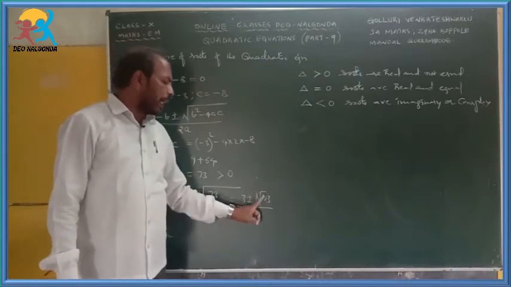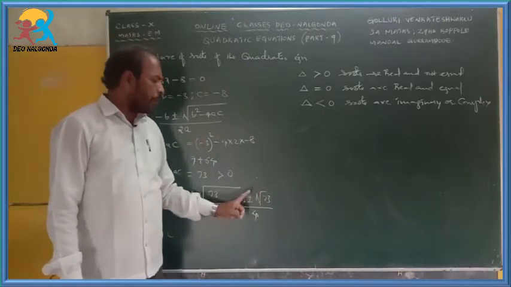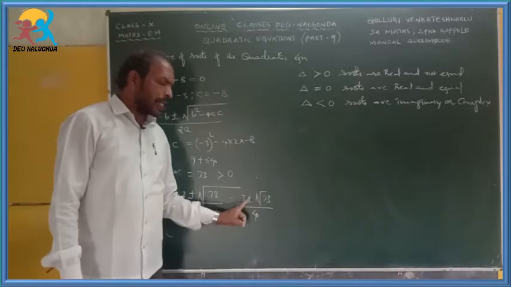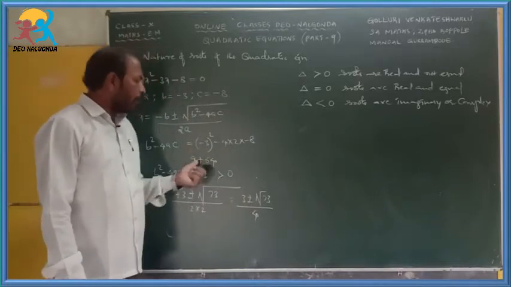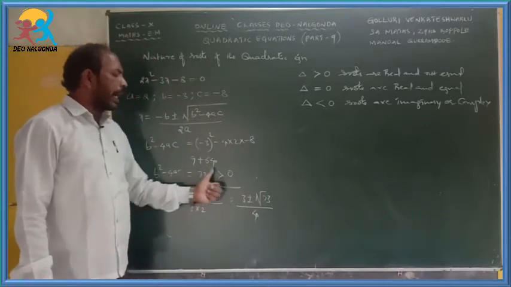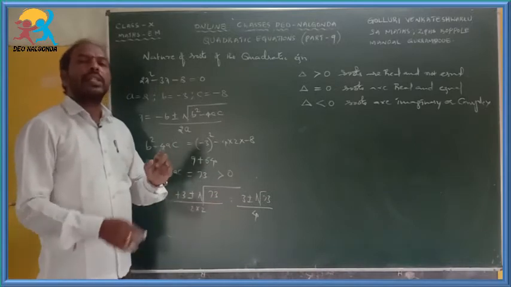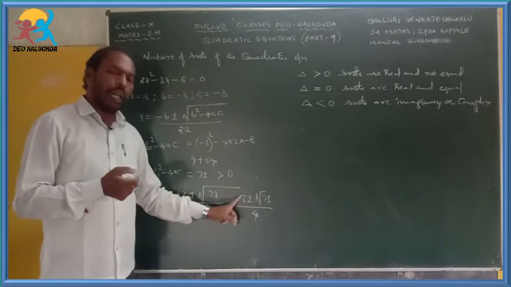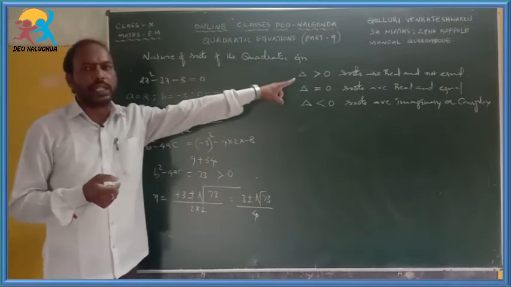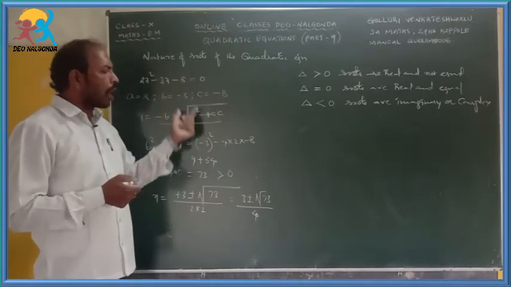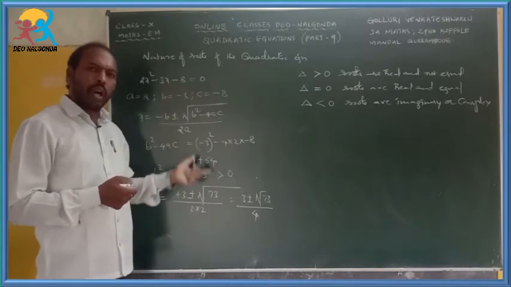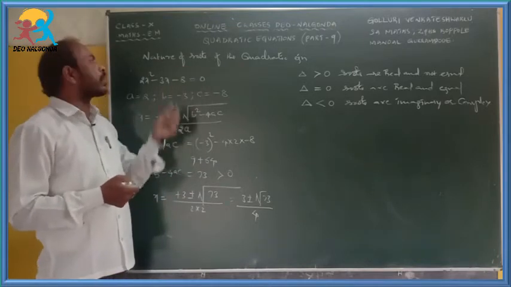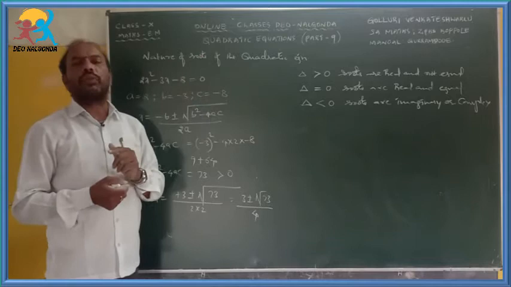Adding 3 and root 73 gives one answer, and subtracting root 73 from 3 gives another answer. Whenever the discriminant value is greater than 0, it has two real roots and both are not equal. That is the first case. So without solving the equation, we need to say the nature of roots of the equation.